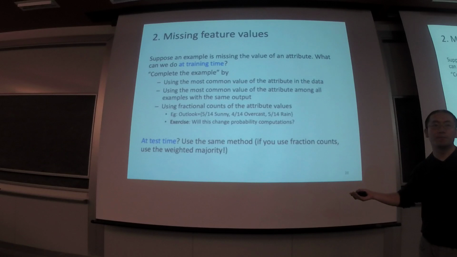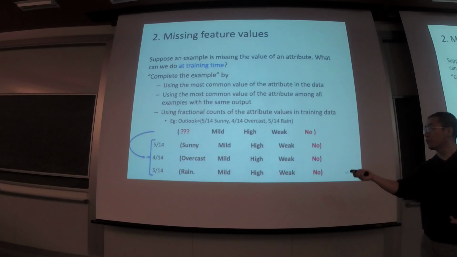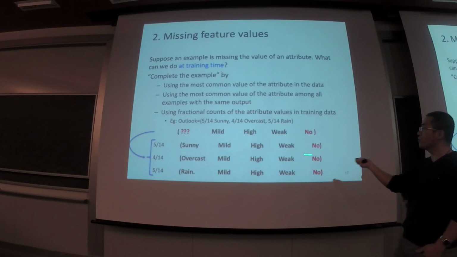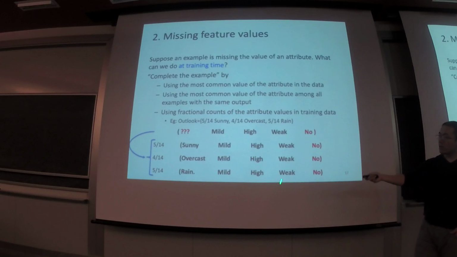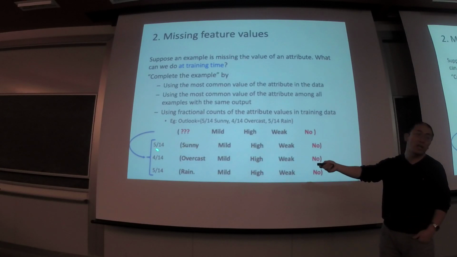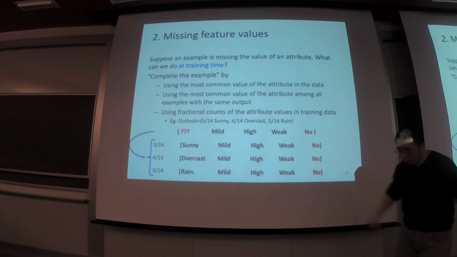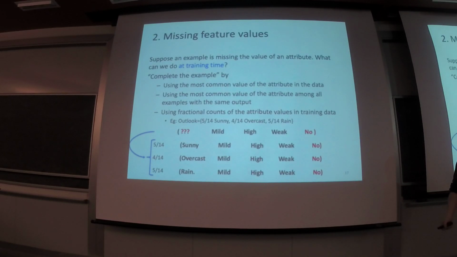For example, if I want to predict this example rather than use it for training, suppose for this fractional example my prediction is positive, and the remaining two are predicted as negative. Then for the positive prediction, because its fractional count is 5 over 14, its weight is 5 over 14. For the other two, predicted negative, the total weight is 4 over 14 plus 5 over 14, which is 9 over 14. Then we choose the one with the biggest vote. That's it. Similar idea.